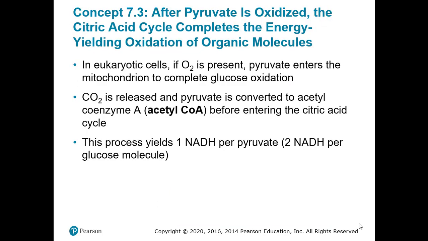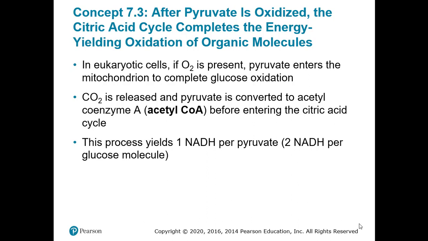All right. After you make the pyruvate, if we have oxygen, only if we have oxygen, it'll go to the mitochondria to complete its oxidation. And when it's in the mitochondria, here's where we're going to get some of the carbon dioxide that's released. So carbon dioxide is going to be released. The pyruvate is converted to acetyl coenzyme A, which we call acetyl-CoA. And then that acetyl-CoA is going to go into the citric acid cycle.